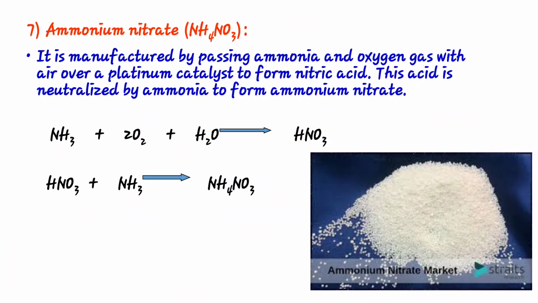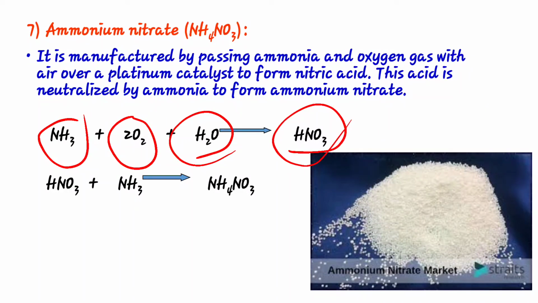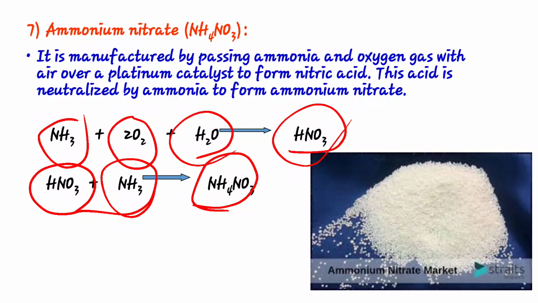Okay. And then see next, the manufacturing process of ammonium nitrate only, NH4NO3. This fertilizer is not normally manufactured in India. It is also imported on a limited scale. It is manufactured by passing ammonia and oxygen gas with air over a platinum catalyst to form nitric acid, and this acid is neutralized by ammonia to form ammonium nitrate. See the reaction: ammonia and oxygen with water form nitric acid, HNO3. That nitric acid and ammonia gas form ammonium nitrate.